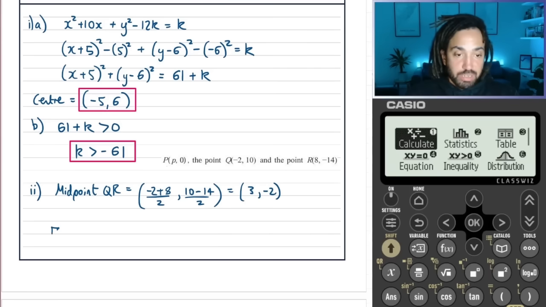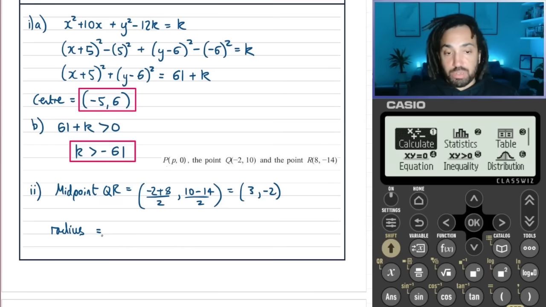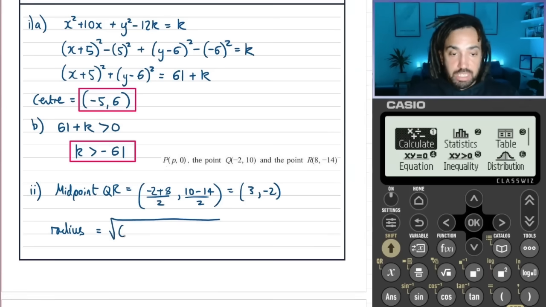Perfect. Okay, so now we can work out the radius, and the radius will be the distance from the midpoint to one of the coordinates. So the distance formula is the change in the x. So let's do r and the center. The change in the x will be 8 minus 3, and that needs to be squared, and then the change in the y will be minus 14 minus 2, and that will need to be squared as well.